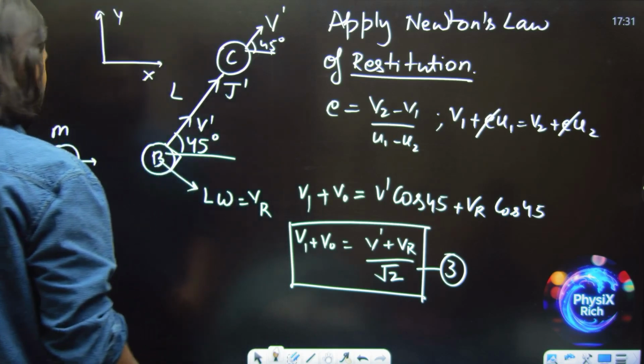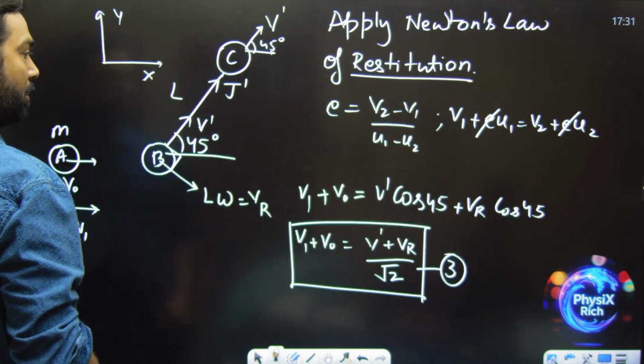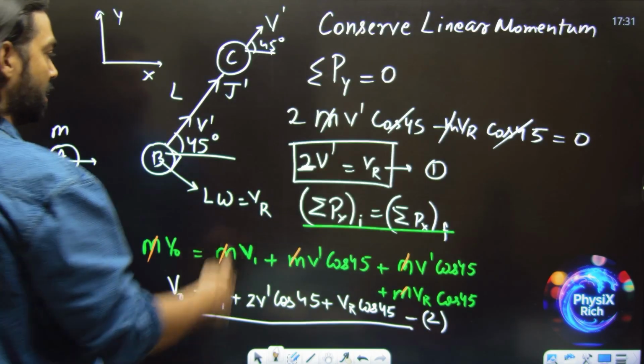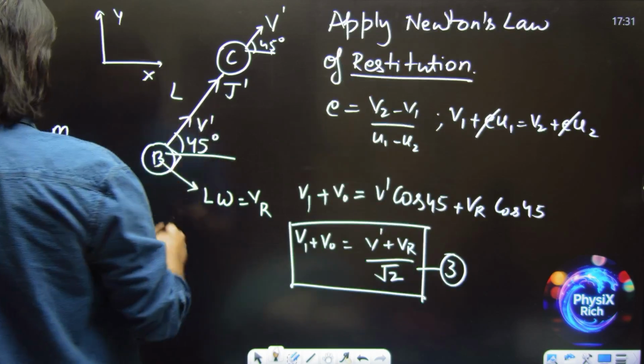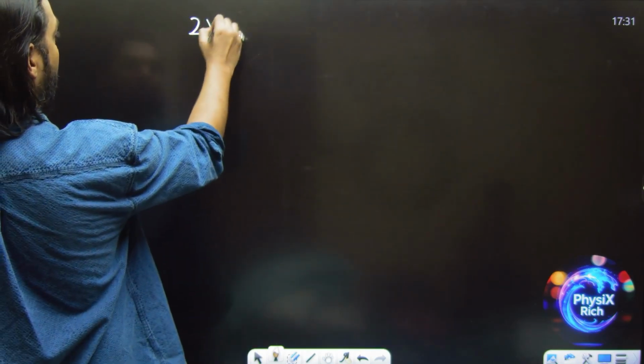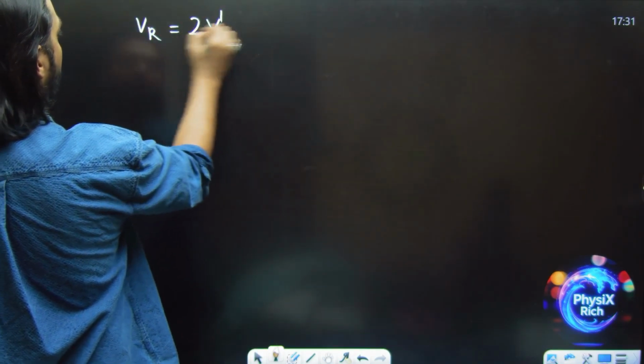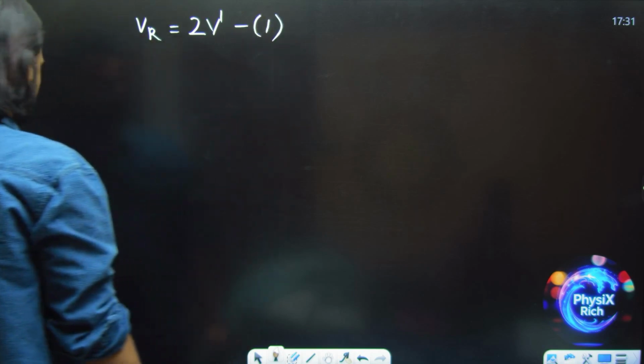So guys, what all equations do I have? I think I have 3 linear equations now. So I have VR equals 2V dash. That's my first equation. VR equals 2V dash.